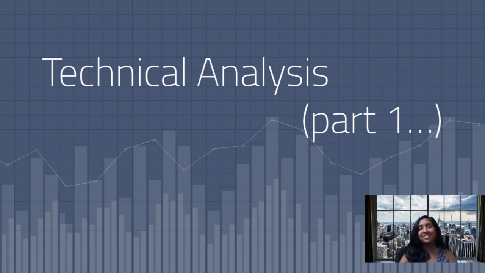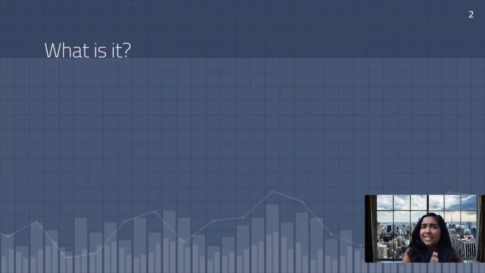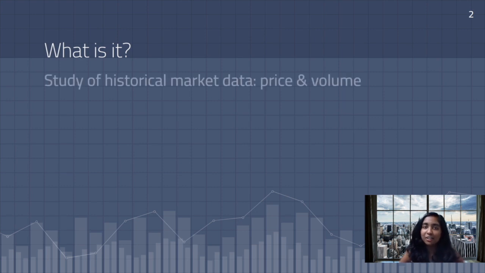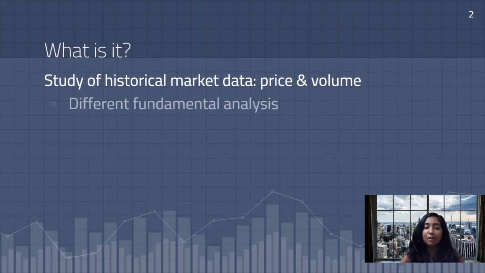So let's get started. First off, what is technical analysis? Technical analysis is the study of historical market data, including price and volume. It basically forecasts the direction of future price movements, and it helps investors evaluate their stock investments using this historical market data. Now, there are differences between technical and fundamental analysis, the main one being the source of information or data the investor uses to evaluate their investments.